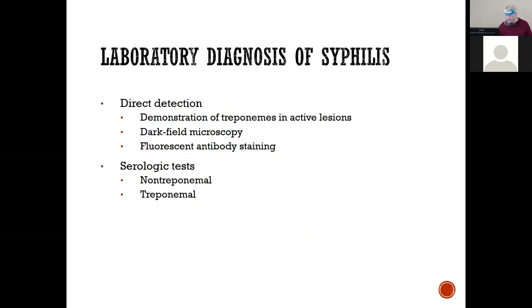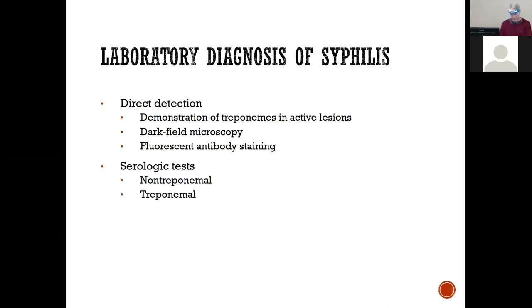So what is the diagnosis? We can directly take the canker, right, to demonstrate the actual spirochete there. We do that with dark field microscopy or fluorescent antibody staining. Couple of things we may not have available in our little hospital lab. We may have that available at ARUP or Quest, which we should. But those are a couple of things that I don't have in my lab.